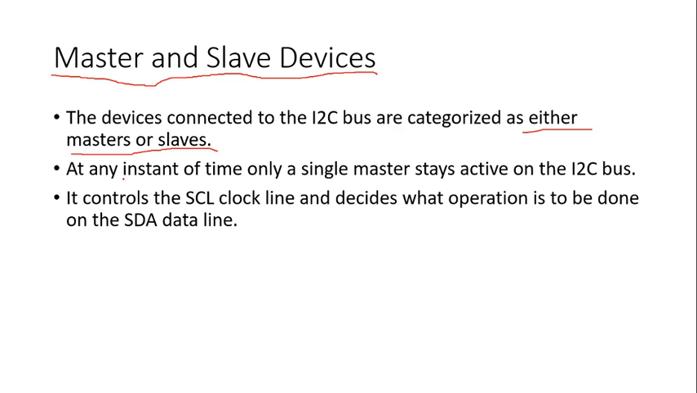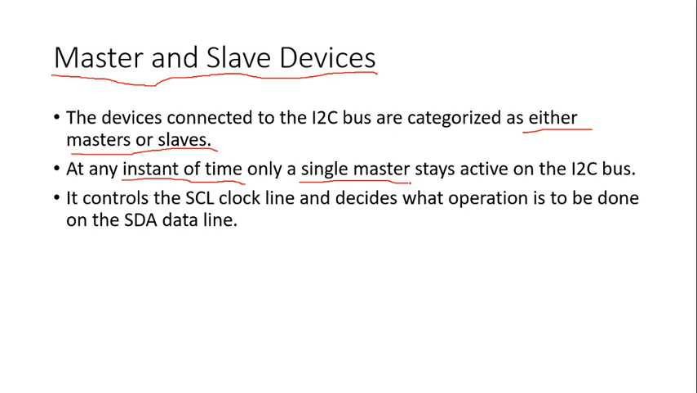Master means the controller present in the system, and slave means other peripheral devices. Whenever there is communication in the system using I2C, at any instant of time only a single master stays active on the I2C bus. Not more than one master will be active. And that master controls the SCL clock, the serial clock line for the I2C protocol, and decides what operation is to be done on the SDA data line.